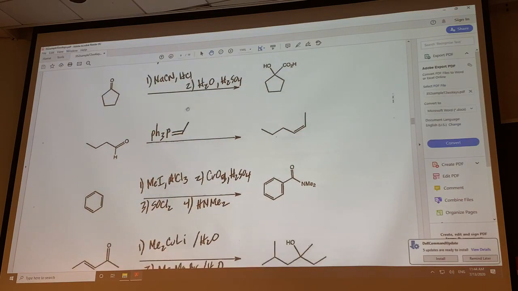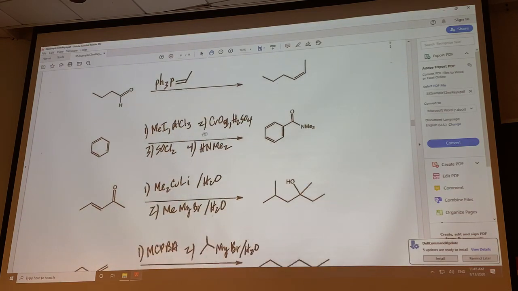Then you got your old friend here, the triphenyl phosphorane ylide. That's the Wittig reaction. Don't say Wittig, it's Wittig. And when that adds to an aldehyde or a ketone, yeah, we get the alkene product. Okay. This one's a few steps. Let's see. Just take benzene and form this N,N-dimethylbenzamide. That's how you'd name that, right?